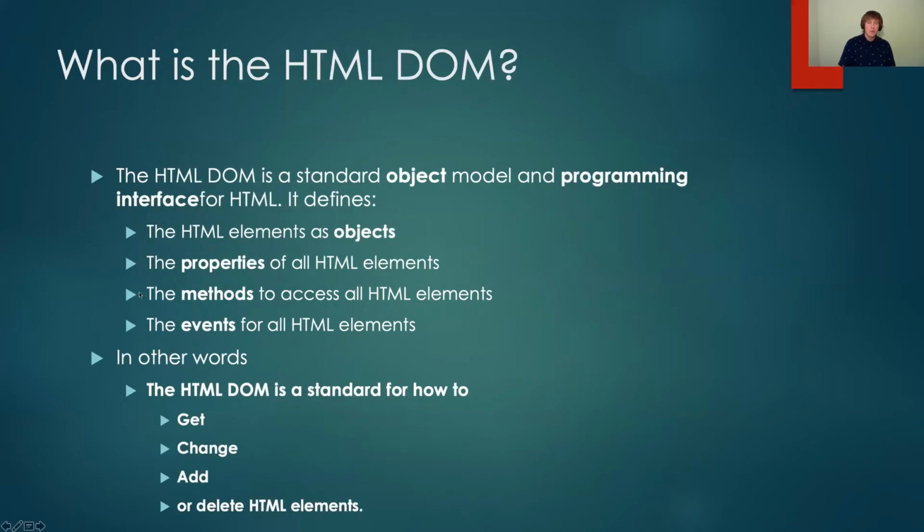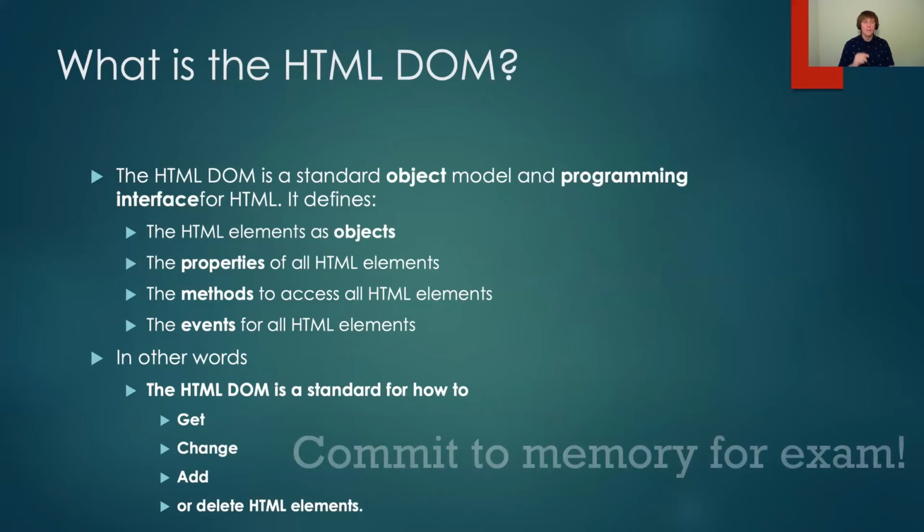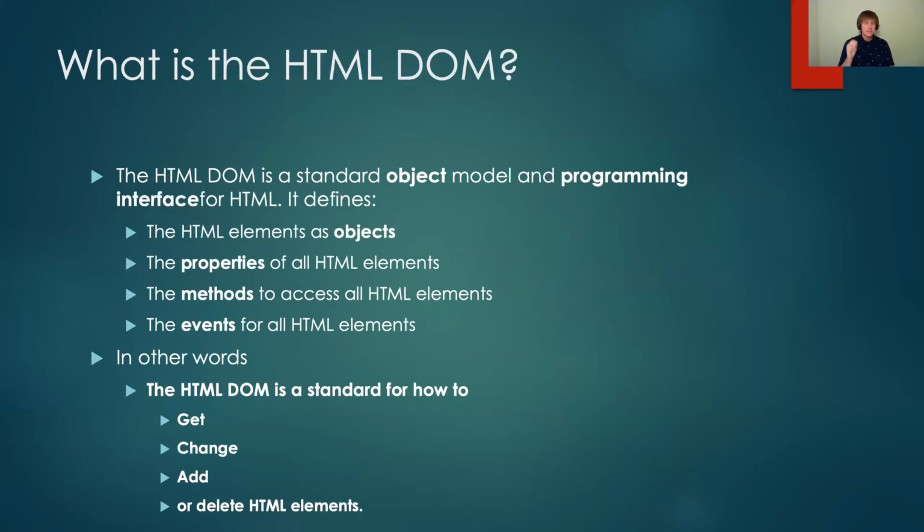Now remember, the HTML DOM is a standard object model and programming interface for HTML. Keyword interface there, you'll want to remember that for an exam. Okay, so it's a programming interface. It's going to define the HTML elements as objects, the properties of all HTML elements, the methods to access all HTML elements, and the events for all HTML elements. So the DOM has objects, properties, methods, and events.